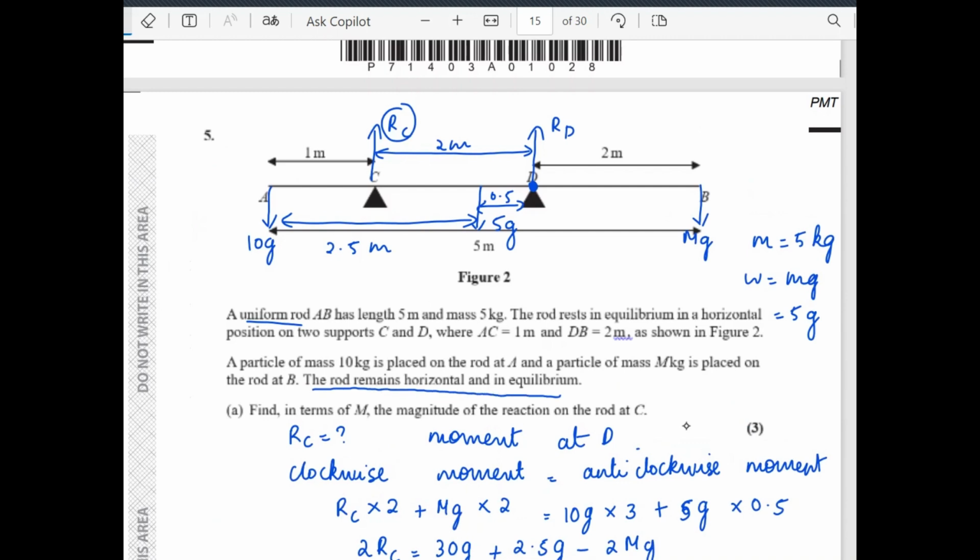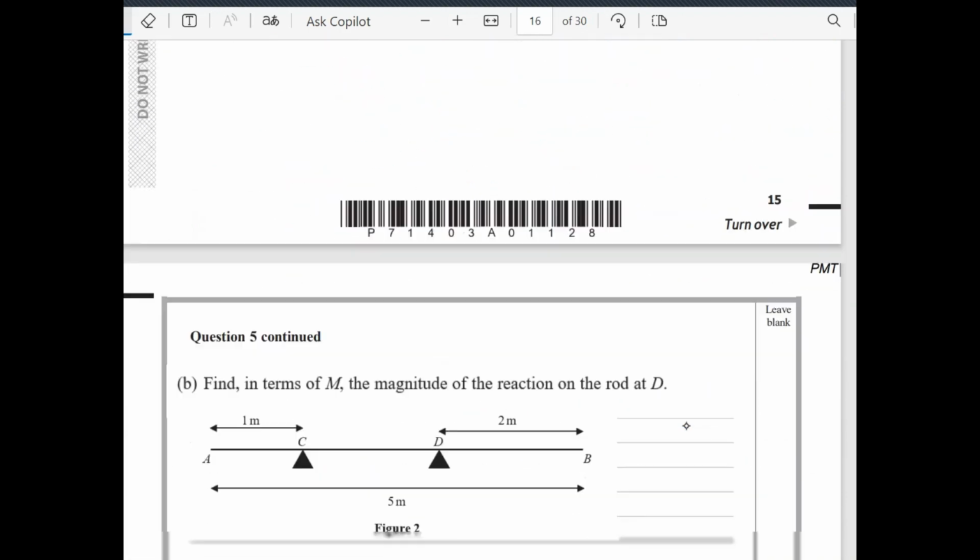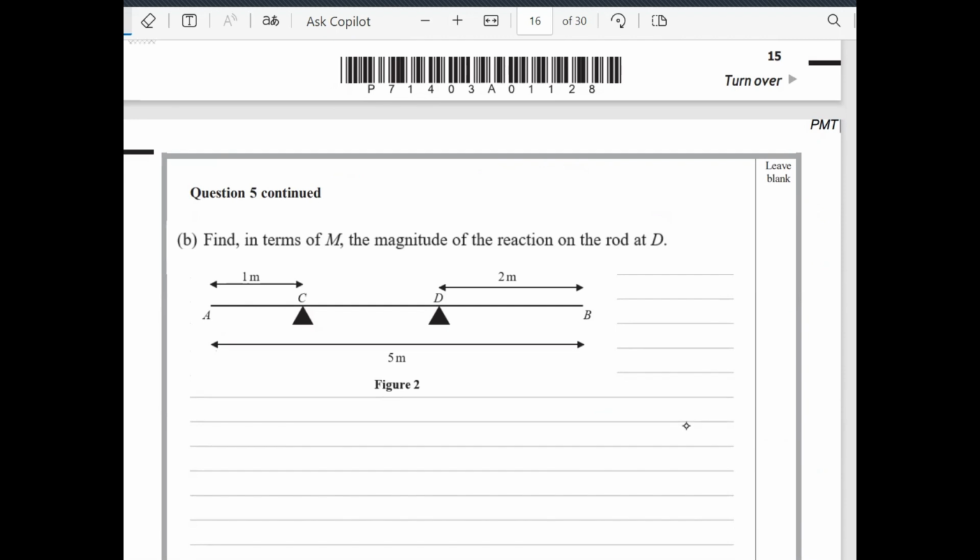If the road is in equilibrium, the forces acting up are equal to the forces acting down. So we'll just draw the forces here. At A we had 10g, and then at the middle, 2.5, we had 5g, and then we had mg here, and we had RC and RD. So if the road is in equilibrium, the forces acting up, RC plus RD, equal the forces acting down, that is 10g plus 5g plus mg.